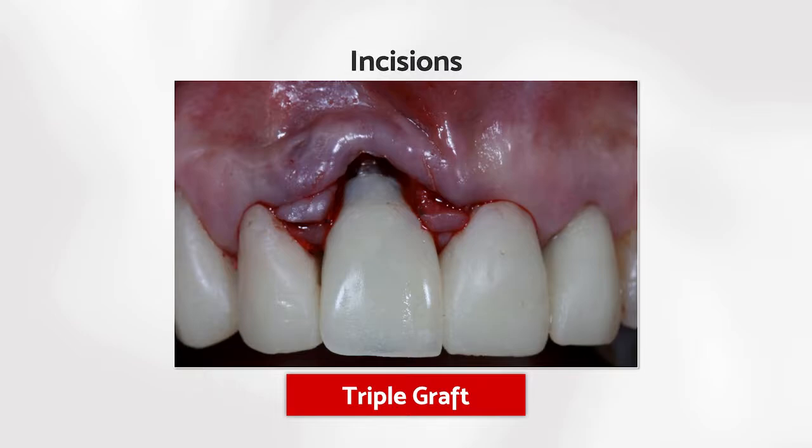Now let's focus on the incisions. Here, 2 incisions were performed at the papillary level, and 2 more divergent incisions following the gingival recession pattern. This second incision will guide us to the height of soft tissue to be moved in the coronal direction.